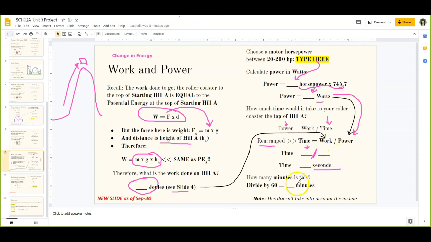Now seconds is okay, but we would rather have it in minutes because that's what most of us know. Remember there's 60 seconds in a minute, so just take your number and divide it by 60, and that will give you the number of minutes. So if you have 60 seconds, divide that by 60, that equals 1 minute. Please note that this doesn't take into account the incline of our roller coaster, but for the sake of simplicity, we're just going to stick with this, and we'll talk about incline on a different slide instead.